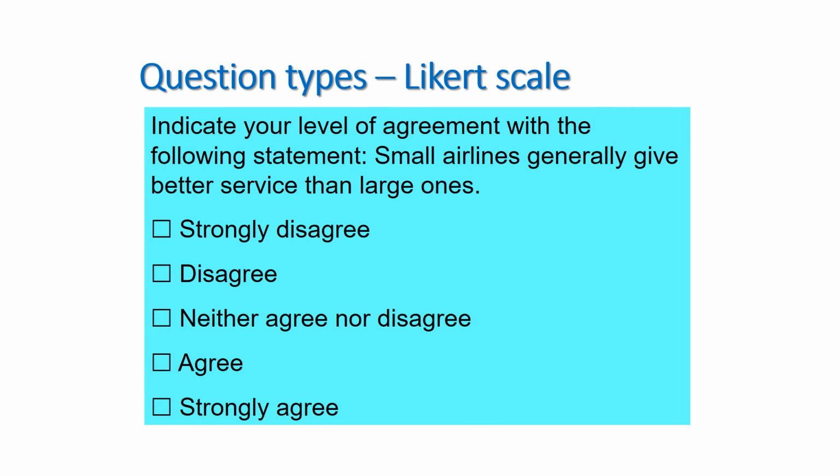Question types like a Likert scale. Here's an example. It says, indicate your level of agreement with the following statement: small airlines generally give better service than large ones. In other words, you would tick one of these boxes. Do you strongly disagree, disagree, neither agree nor disagree, agree or strongly agree?